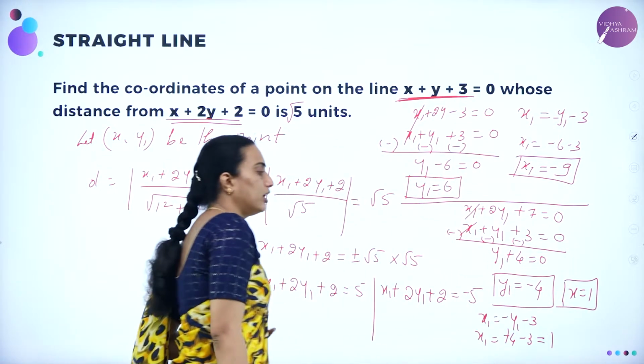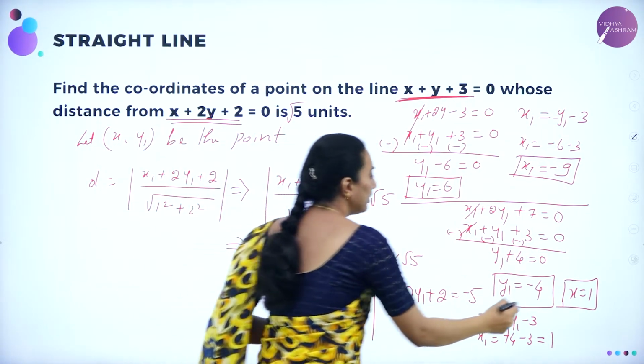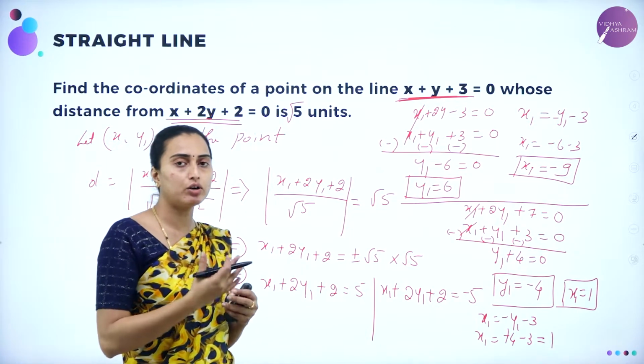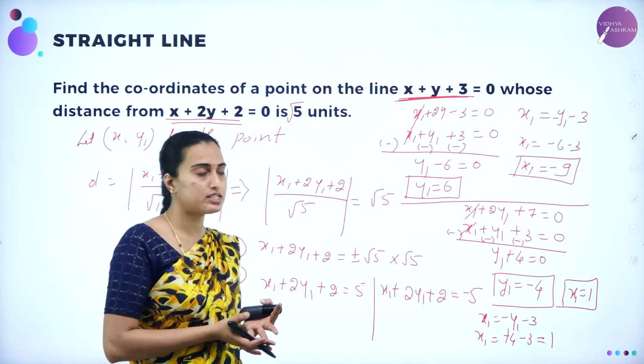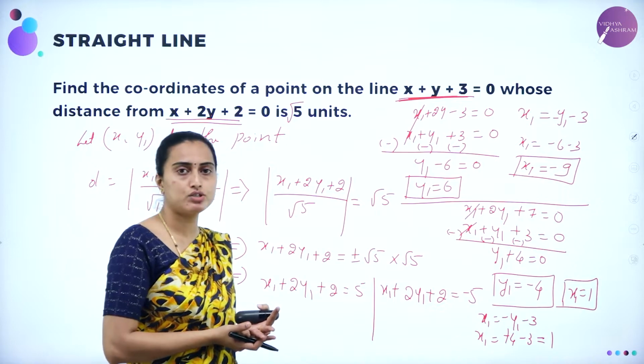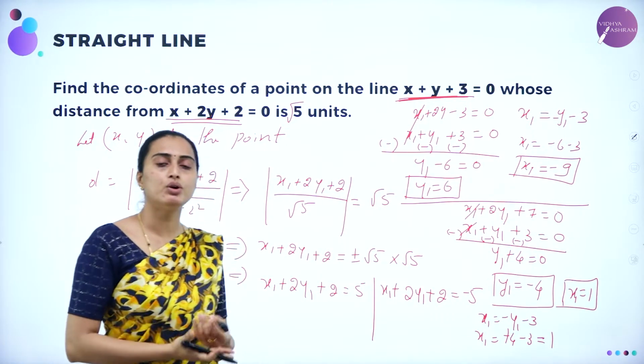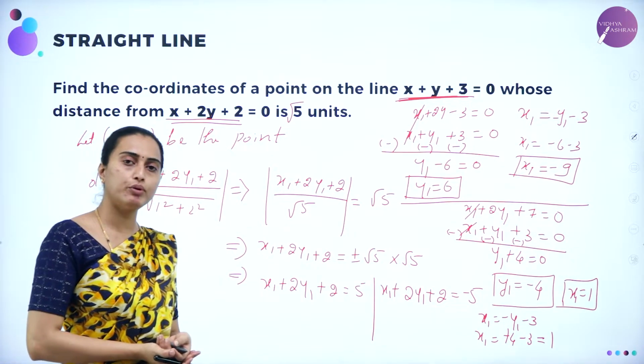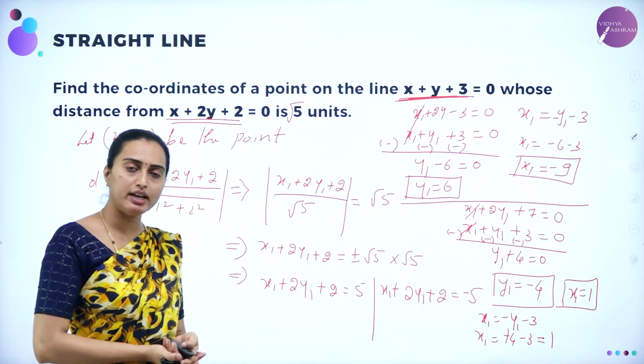So you are going to get the two x1, y1 values, that is 1 comma minus 4 and then minus 9 comma 6. Understood? So this is how you are going to solve this problem. I hope you got this one. We'll move on to the next problem.